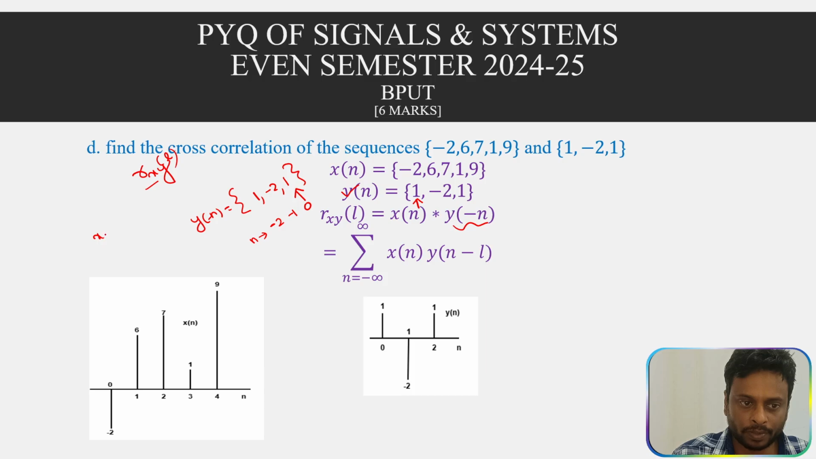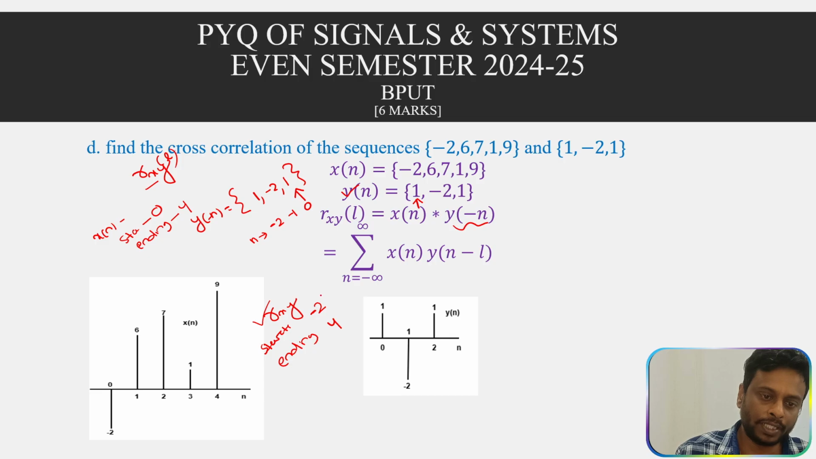Similarly, x of n. What is the starting point? Starting point is 0. And what is the ending point? 0, 1, 2, 3, 4. So ending point is 4. So what will be the starting point and ending point of R of xy? You can see this will start at minus 2, and the ending point is 4. So minus 2 is the starting point, and you can take L from minus 2 to 4.